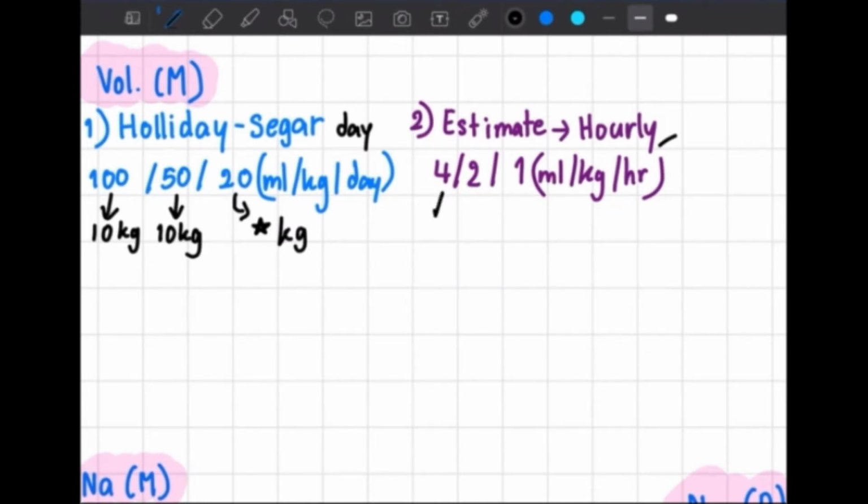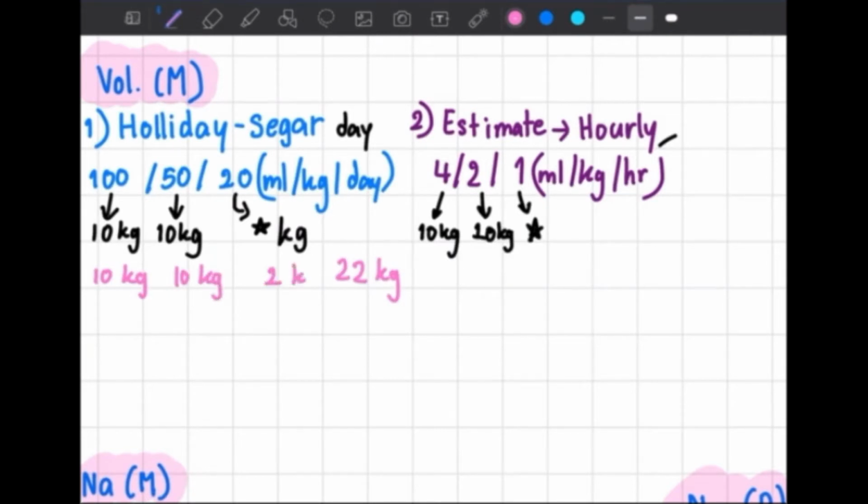So for the estimate, it's exactly the same. For the first 10 kilograms, you would give 4 milliliters per kg. For the second 10 kilograms, you'll give 2 milliliters per kg. And for whatever is left, you would give 1 milliliter per kg each. All right, so let's do an example. Let's say our patient was 22 kilograms. If we break this down, it's 10 kilograms plus 10 kilograms plus 2 kilograms, on both sides.